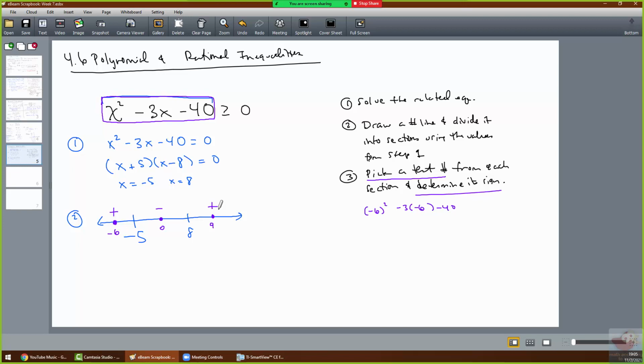Do not assume that the signs will alternate. In fact, one of the video examples has a sign that does not alternate. And there's a reason for it, and it goes back to multiplicity, the whole touch-cross thing that we talked about earlier. So you need to check every test number. Now that we have these signs, the negative 6, 0, 9 are not important, so please ignore them.